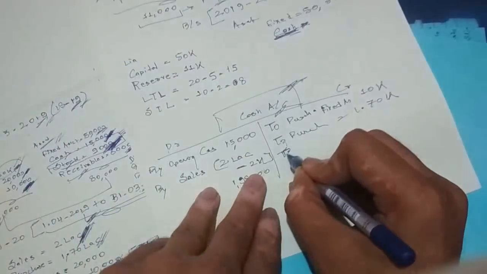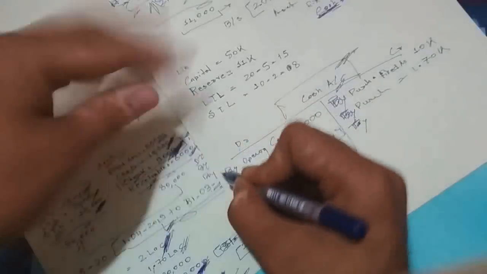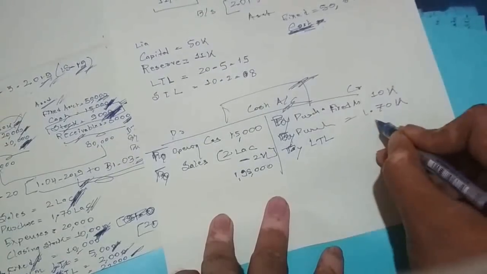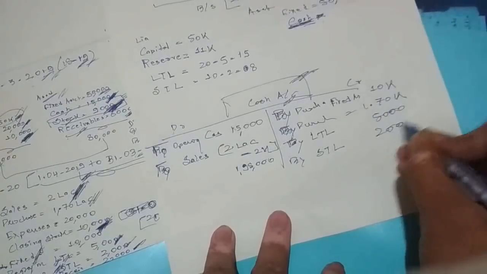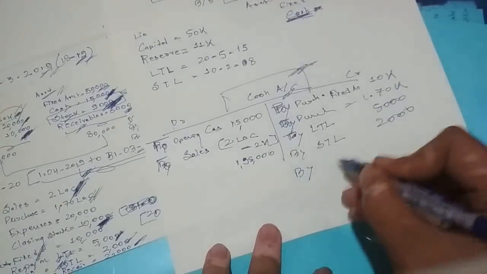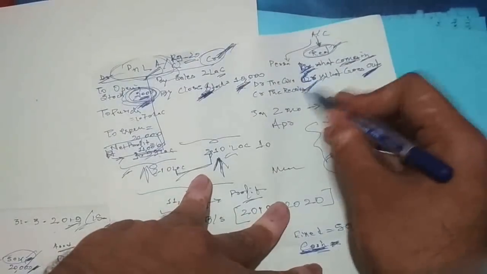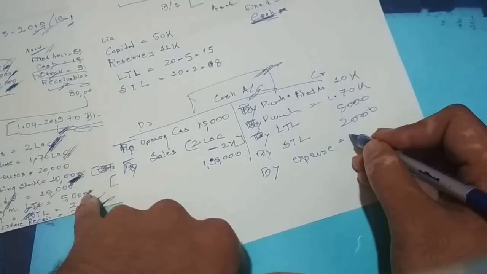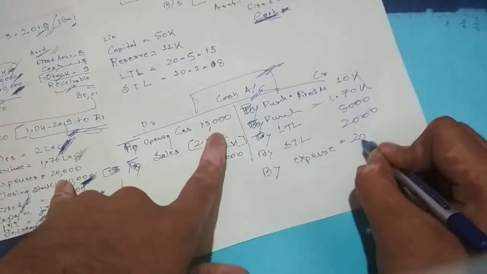How? I wrote "to" here in the debit side, and in the credit side we have to write "by" everywhere. So by long term liabilities 5,000. Similarly, by short term liabilities 2,000. By expenses, which are nothing but a going out of the cash. So going out of the cash is in the credit side. What expenses did we do? Sorry, 20,000. 20,000 we did.